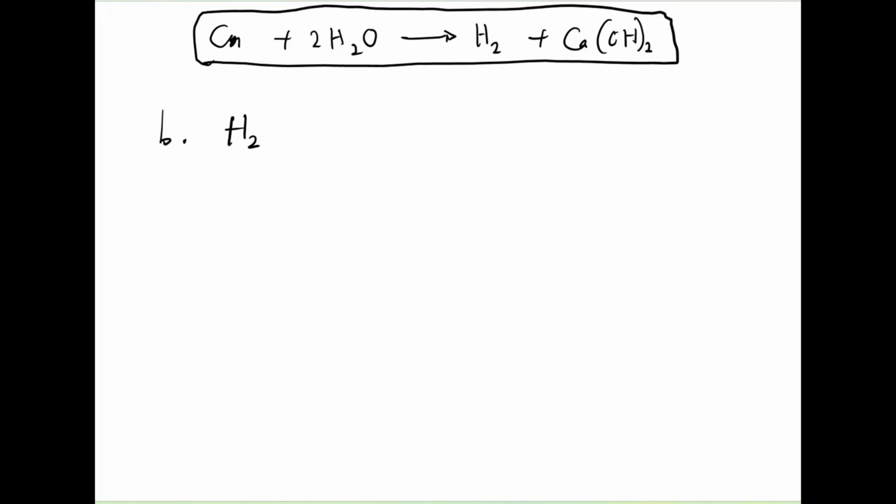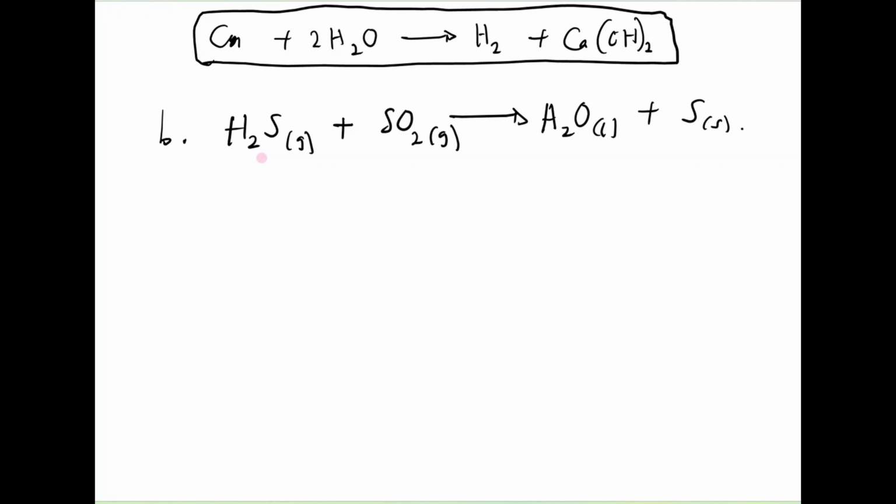We have H2S. This is just the state of this particular matter, which is gas, plus we have SO2, which is also in the gaseous state, and that gives us H2O, which is in liquid state, plus sulfur, which is in solid state. Now let's move on, right? These are our reactants, while these are our products, right? By inspection, let's go on.